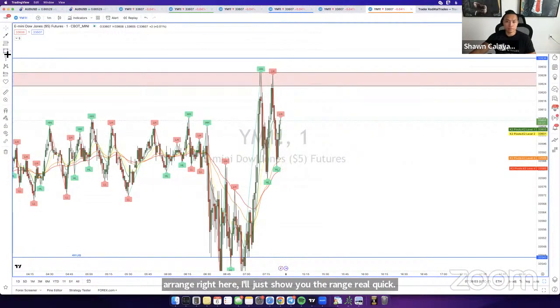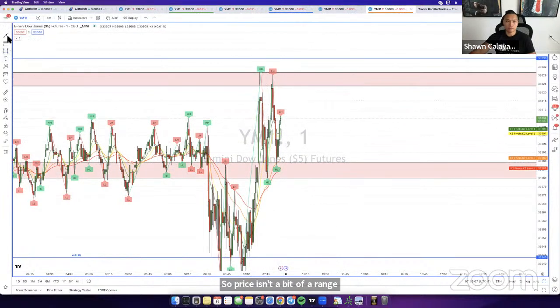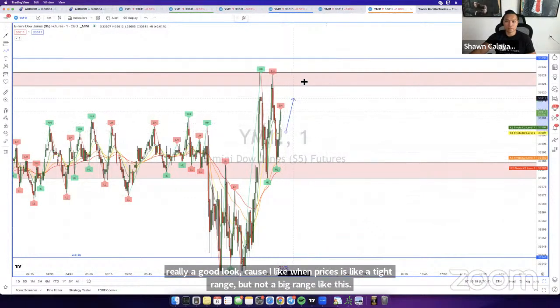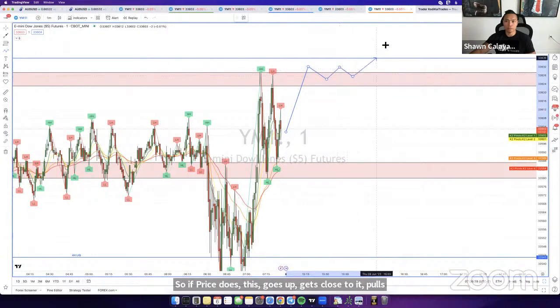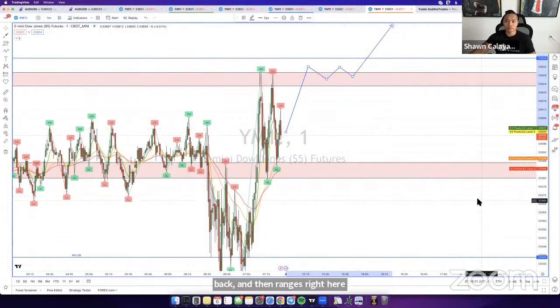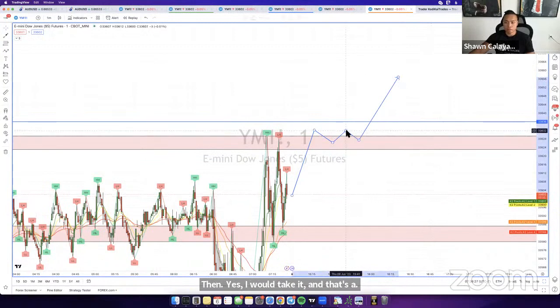So price is in a bit of a range right here, which is not really a good look. Because I like when price is in a tight range, but not a big range like this. So if price does this, goes up, gets close to it, pulls back, and then ranges right here, then yes, I would take it in that situation. In this situation right here, I would take it.